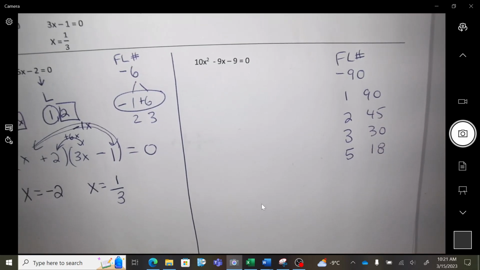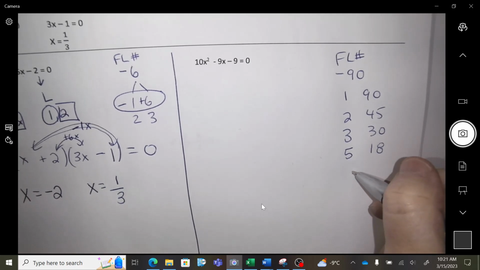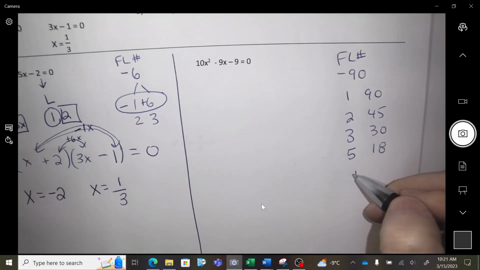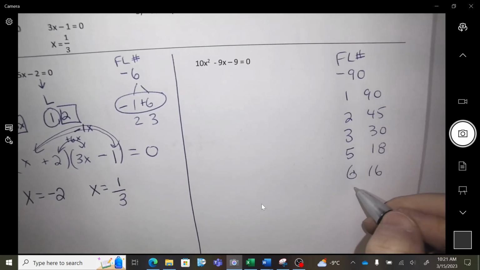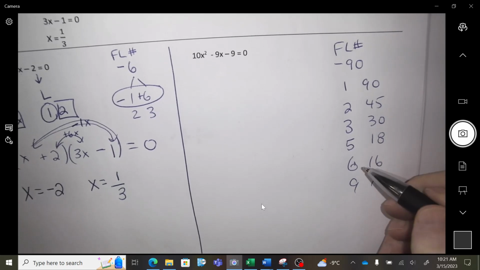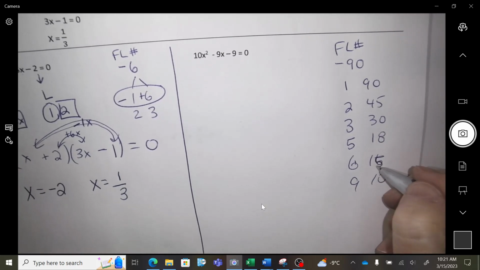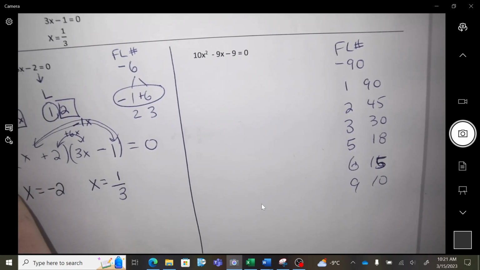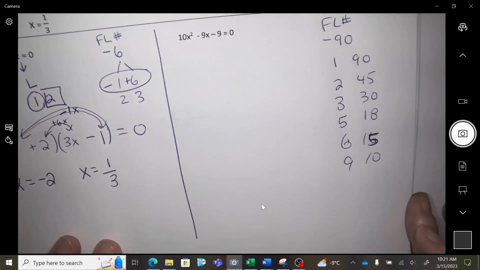6, I don't know. Is it divisible by 6? I don't think so. 7, 8, 9. It is divisible by what? 6 times? 6 times 15. And 9 times 10? 15. Is that what you said? 6 times 15? Okay, there's my sets.